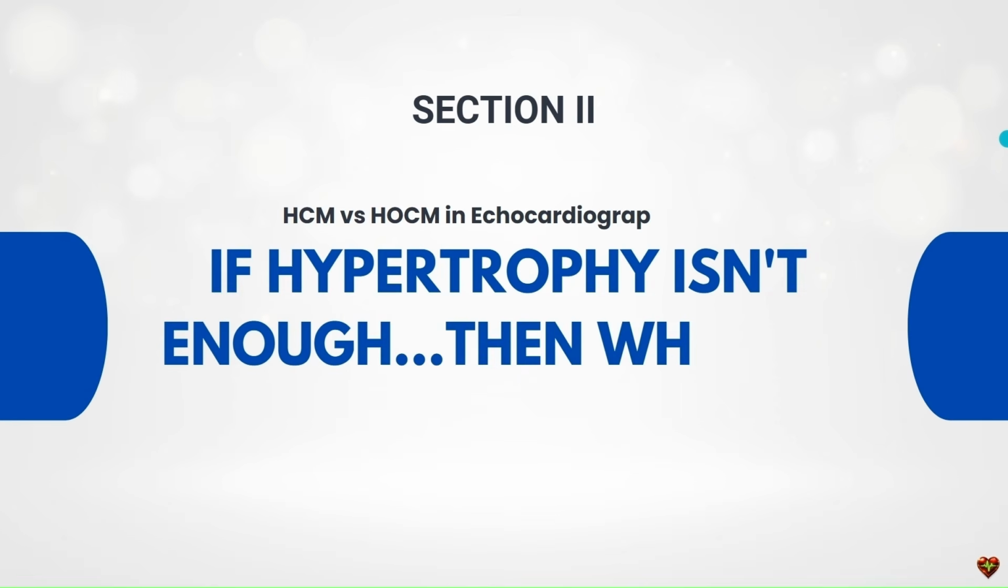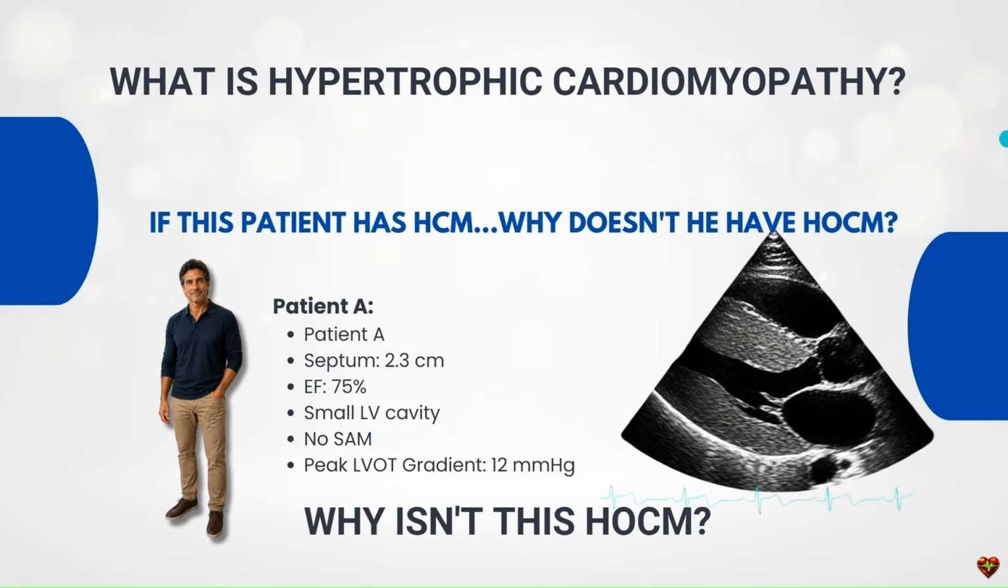Section 2. If hypertrophy is not enough, then what is? I'd like for you to meet our first patient. This patient absolutely has hypertrophic cardiomyopathy. The septum is 2.3 centimeters, which is clearly abnormal. The ventricle is small. The ejection fraction is 75%. So far, everything points towards HCM.